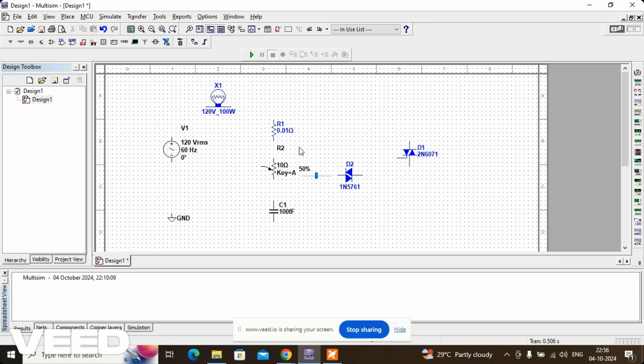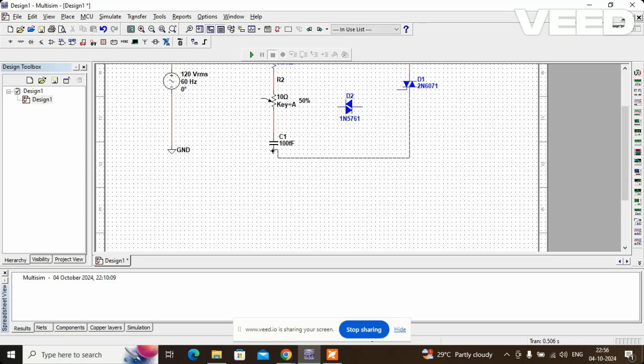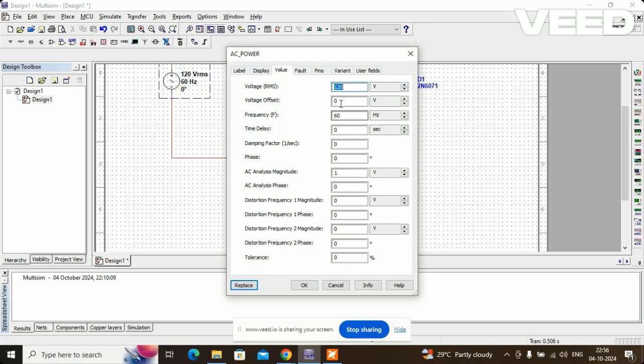Now let's connect all these circuits. Here we are connecting to the ground, here we have connected the Diac, load, and Triac. The negative terminal we are connecting to ground over here, and here also ground. Now let's change the values.